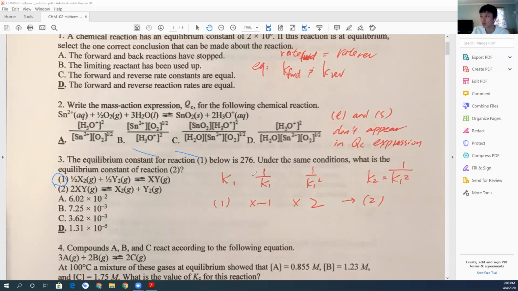which means you have to do 1 over K1. That corresponds to multiplying by minus 1, which is reversing the reaction. Then you have to look at the coefficients. You have to multiply all the coefficients in reaction 1 by 2 to match the coefficients in reaction 2, so you have to take the square. That means you take the square of 1 over K1, so that is 1 over K1 squared. If you take 1 over 276 squared, you should end up with D.